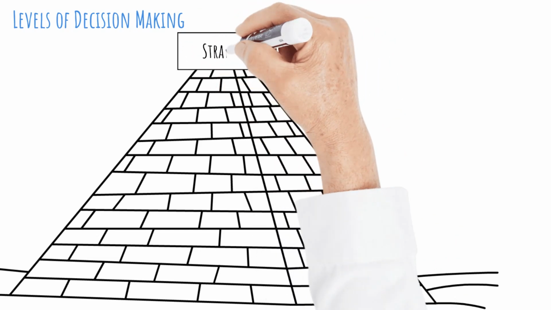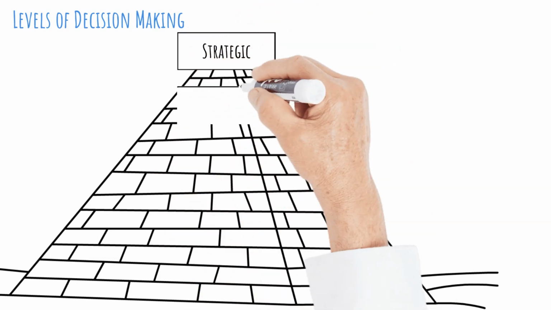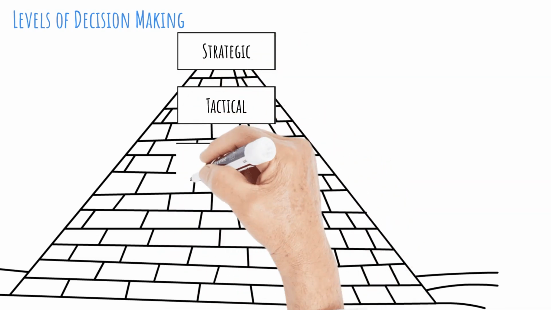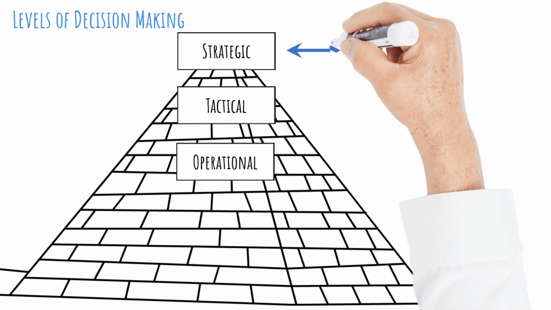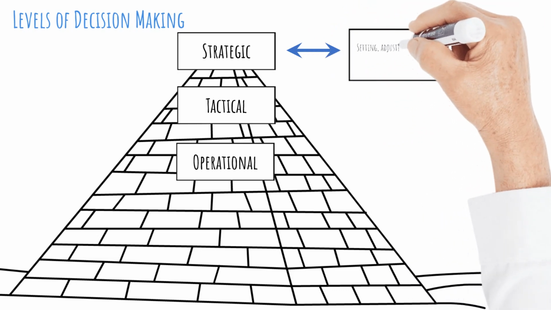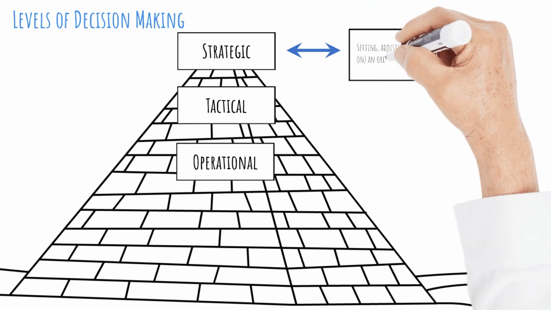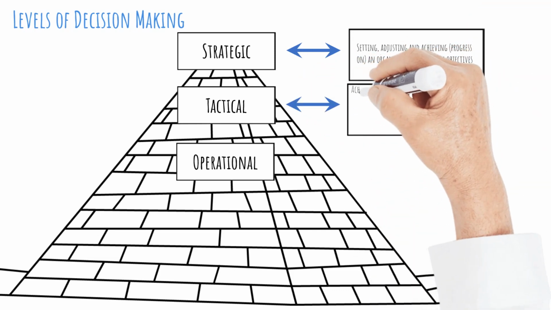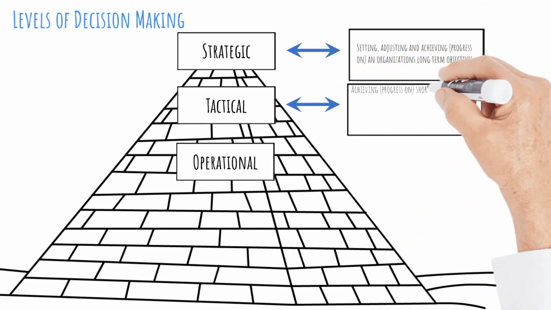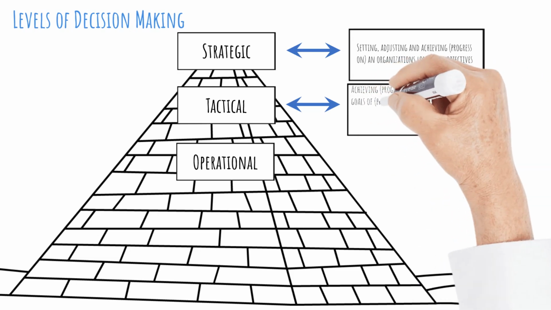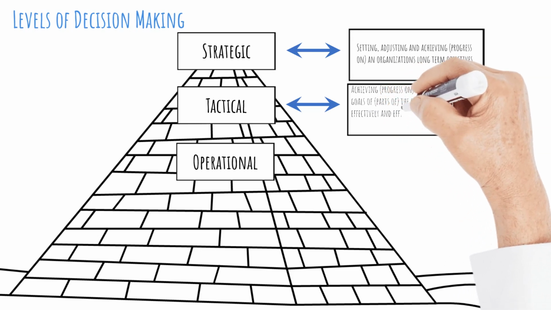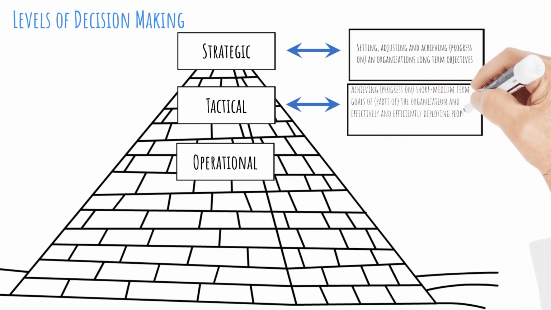To discuss the levels of decision-making, we can display them in a hierarchy, a pyramid. Traditionally, in management, three levels of decision-making are distinguished: strategic, tactical, and operational. We make strategic decisions when we are setting, adjusting, and achieving, or progressing towards, an organization's long-term objectives. Tactical decision-making comes into play when we are making decisions that are targeted towards achieving short to medium-term goals, derived from the strategic objectives of the organization or part of the organization.